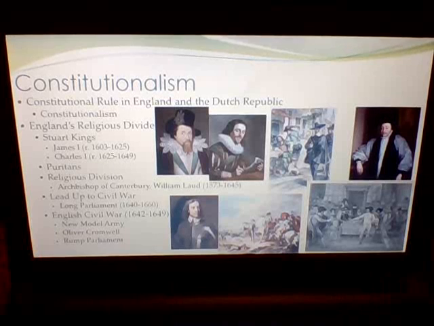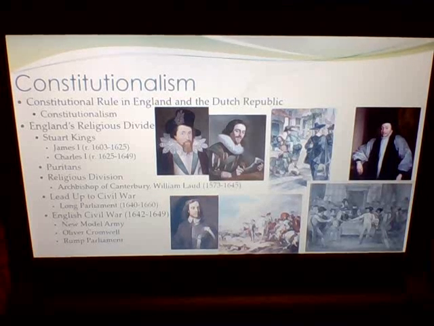In the 1600s, England and the Netherlands evolved towards constitutionalism, where power is limited by law and there is a balance between the authority and power of government versus the rights and liberties of subjects. So I'll say that again. Constitutionalism is where power is limited by law and balance between authority and power of government versus rights and liberties of subjects. Usually the formats these take most commonly are constitutional monarchies or republics. So usually this involves constitutional monarchies or republics.